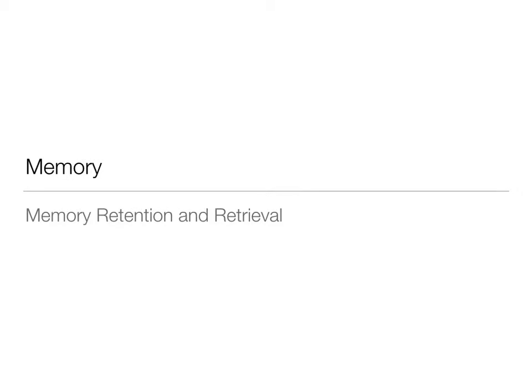So remember in our information processing model, we had encoding, which is how we get the memories in. Retention is the middle block, right? That's our storage piece of it. And then retrieval is getting the information out. So these are the last two pieces of our information processing model.